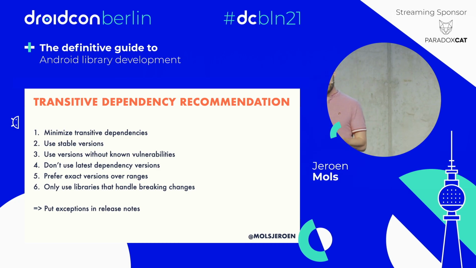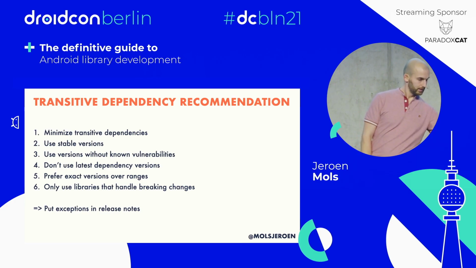Sometimes we deviate from this. For instance, in April, pretty soon after the new activity result API got launched, we immediately added support for that, which was pretty cool. But then we had to use the latest version of androidx.fragment. And that's something we added to our release notes: hey, look, we had to do this because of this reason, and then our customers would be able to figure that out.